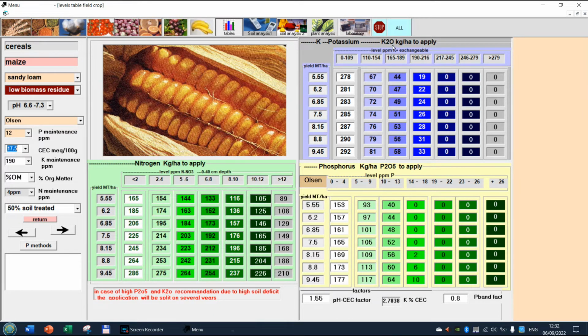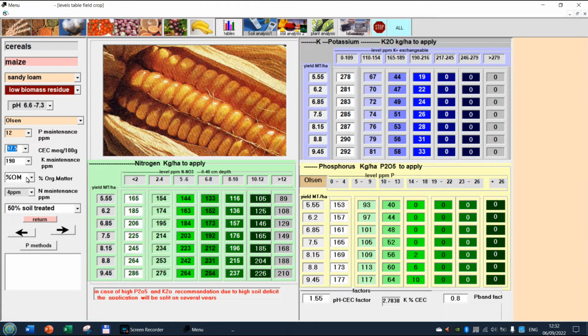And the last, for the nitrogen, we shall take in account. Here also, by the way, we can put the level of the maintenance for the potassium. So in this case, it will change depending on the cation exchange capacity. It will change the recommendation.